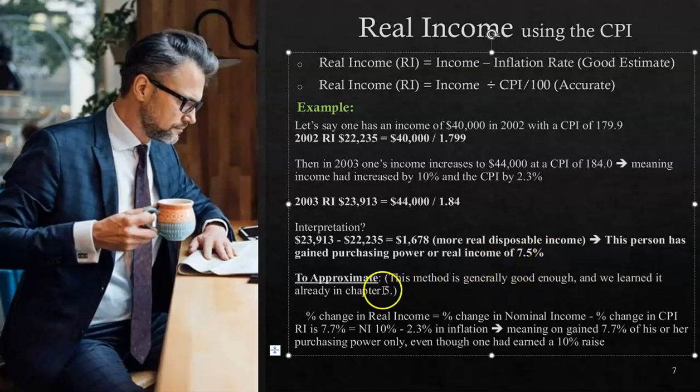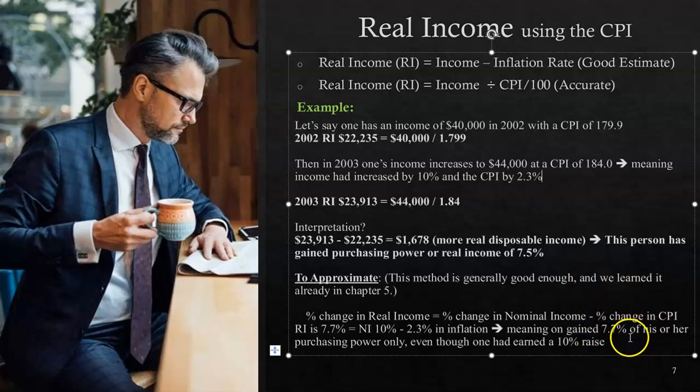Why? Because let's look at the approximate. When we just deduct inflation as a rate from income as a rate, look what we get. If we were to do the approximate method, we would get a 10% increase in nominal income minus the 2.3% in inflation. It gives us a 7.7% change in real income. Is 7.7 close enough to 7.5? Pretty much. Is it as accurate? No.